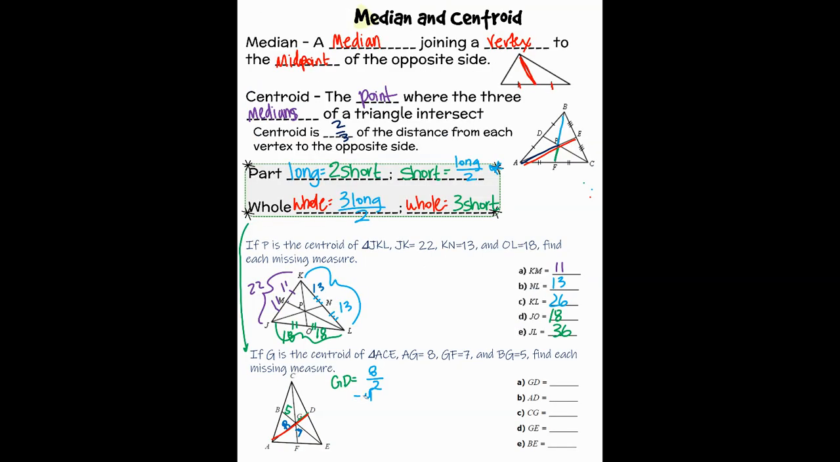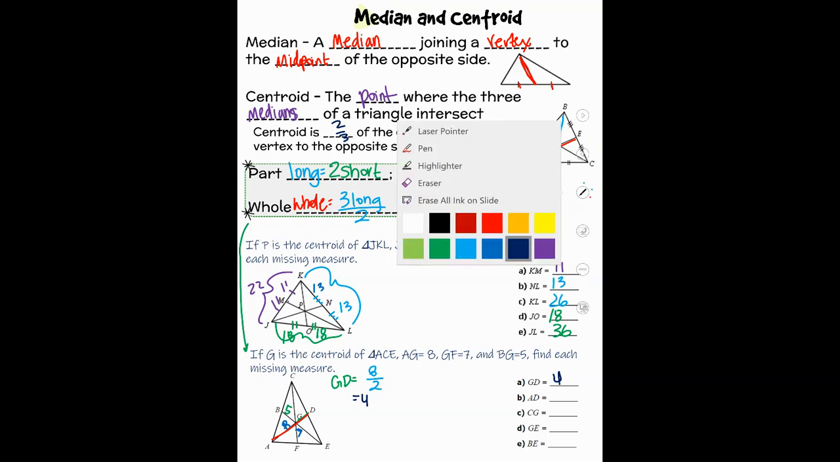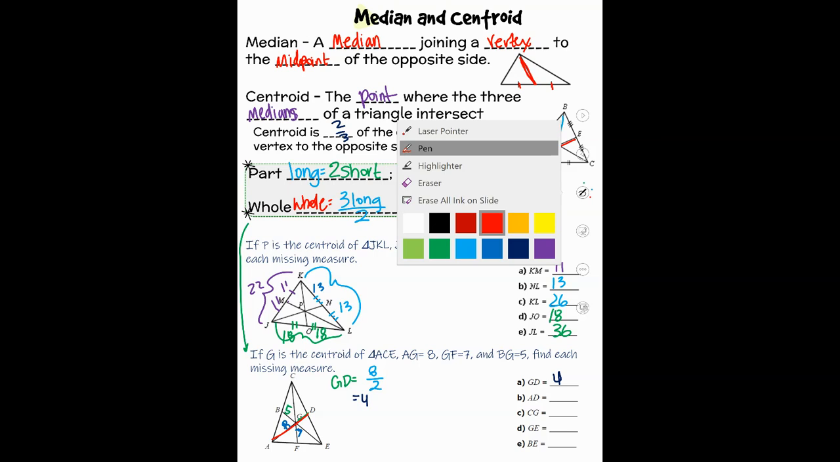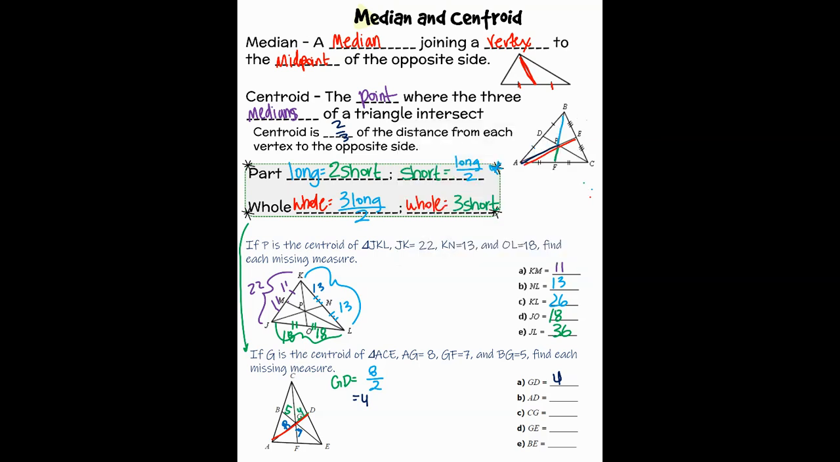GD equals 4. All right. Keep going. AD is the total. So I can do 2 things to find AD. I know GD now is 4, since I found 4. I can use one of these whole equations up here and use either one, the long or the short, or I can just add 8 plus 4, and that's going to give me that whole AD of 12.